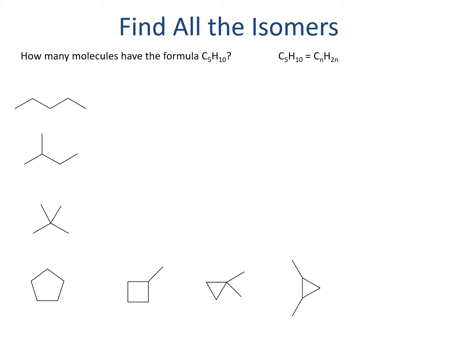For the top skeleton, we can have a 1-pentene with the double bond between the first and second carbons, or a 2-pentene with the double bond between the second and third carbons. Any other positions of the double bond in this skeleton are duplicates. If we move the alkene further to the right, we just number from the other side instead.